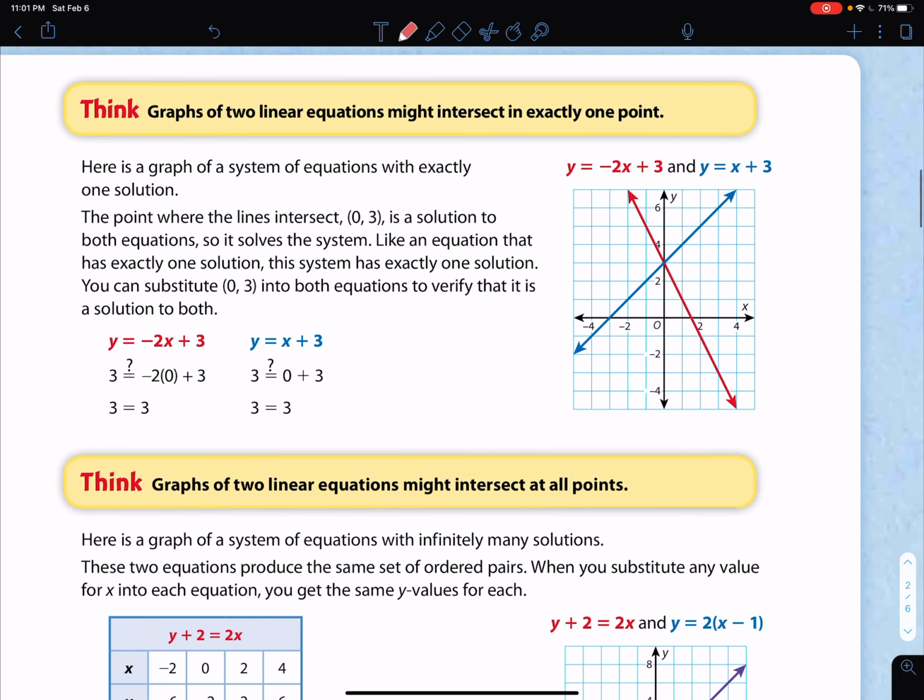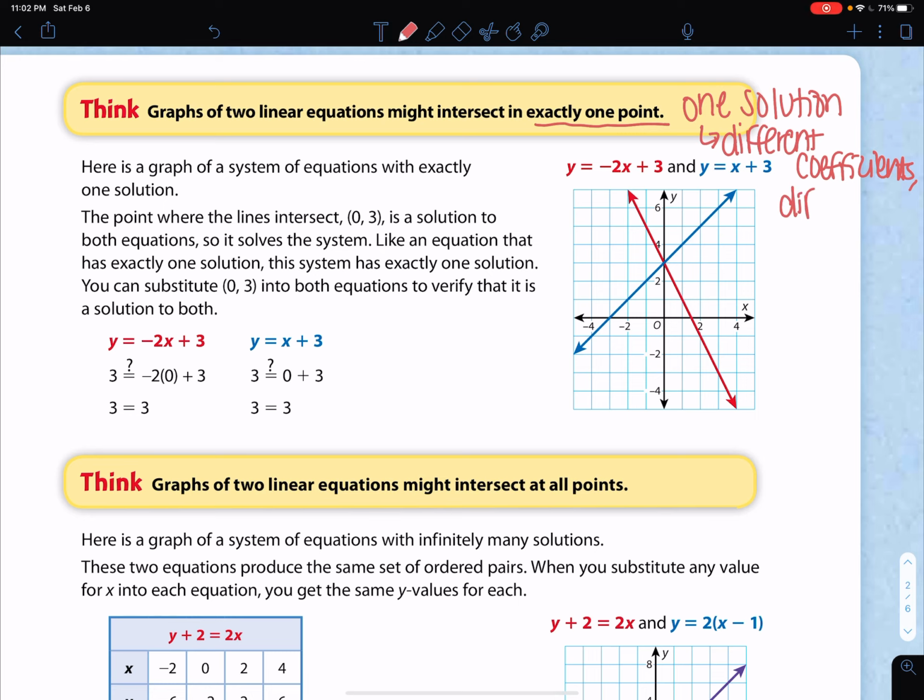All right, example 2, graphs of two linear equations might intersect at exactly one point. If they say it just like that, if it's exactly one point, that means there's one solution. And you should be able to tell me about it being one solution. One solution just means that it's going to have different variable terms or different coefficients, which means they have different slopes. When they have different slopes, they're going to intersect at some point.